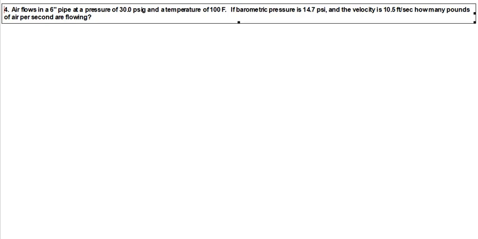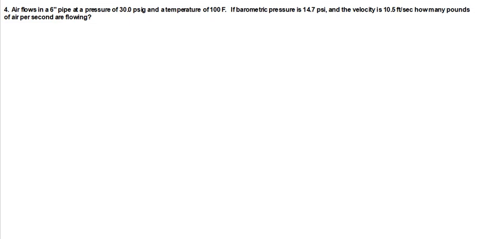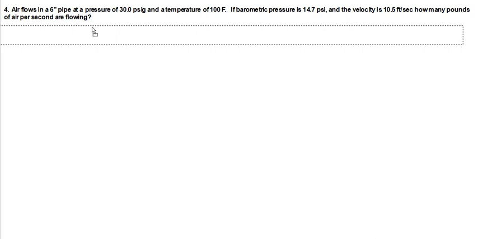Here we have a problem where air is now our working fluid. Air is flowing in a 6-inch diameter pipe at a pressure of 30 psi-G, pounds per square inch gauge, and a temperature of 100 degrees Fahrenheit. If the barometric pressure is 14.7 psi and the velocity is 10.5 feet per second, how many pounds of air per second are flowing? So you need to calculate the mass flow rate of this air.